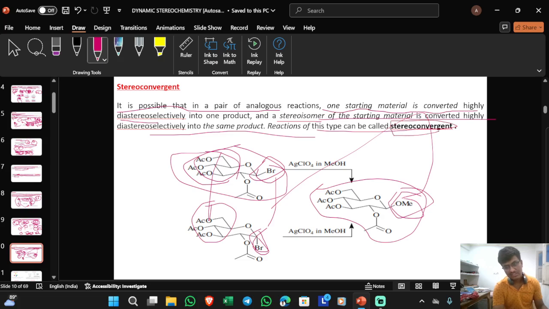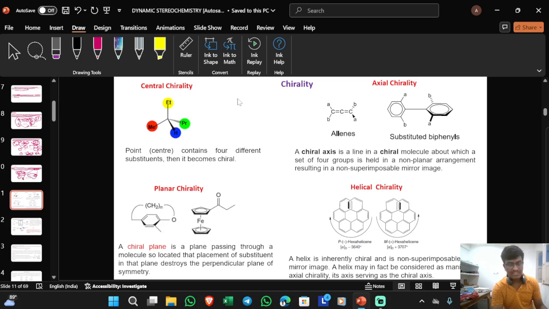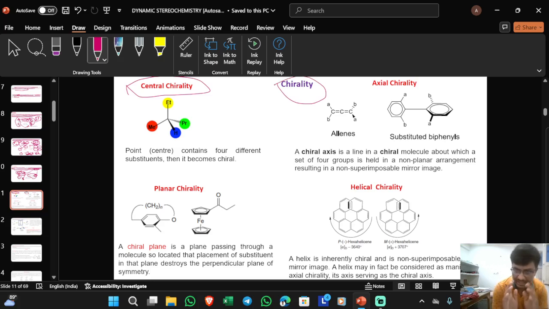You understand stereoconvergent. Next is chirality, the chiral center, the center of chirality. First of all, watch the first video. That's here, so this is chirality. A chiral center means one center with four different groups. These are chiral centers, depending on which compound, which center creates the chiral center.